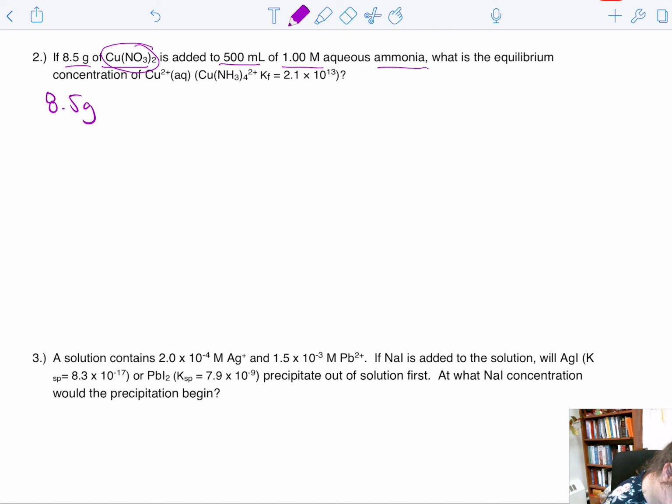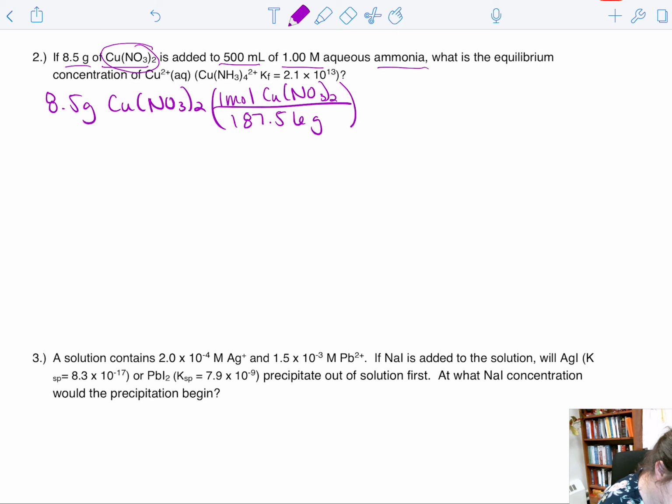So here's our copper nitrate. Then I'm going to take this and convert this into moles of copper nitrate by using our molar mass, 187.56 grams, giving us 4.53 times 10 to the negative 2 moles of copper nitrate.